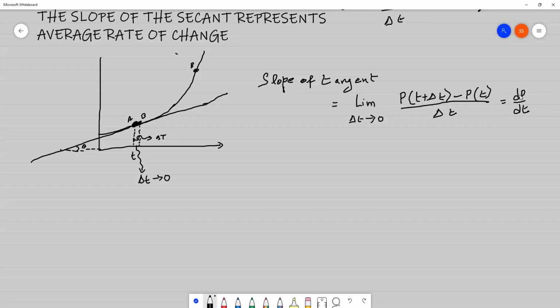Don't get confused much about this. Del is a change, so if del p is the average change in price, then dp is a very small change in price. If del t is the average change in time, then dt is a very small change in time. So dp by dt is called the instantaneous rate, the rate of change on that day itself, at that instant itself.